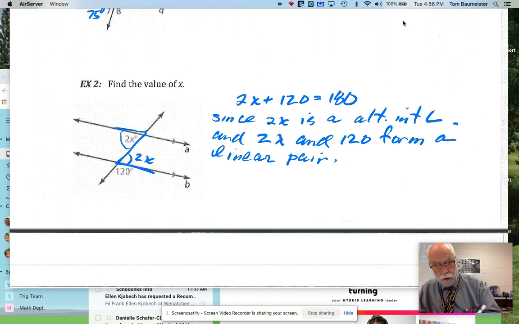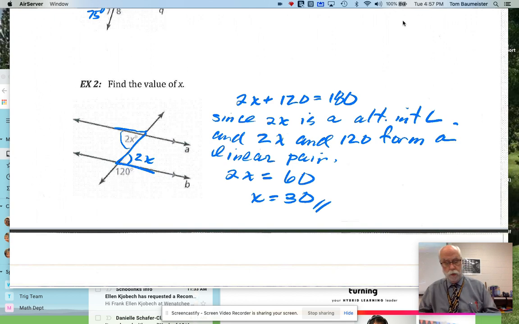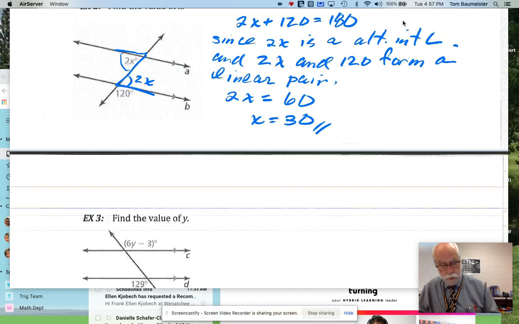So we can say then that 2x, again, we're going to subtract 120, is equal to 60, and then we're going to divide by 2. So we'll get that x is equal to 30, and that's what they asked us to do, find the value of x. All right? So hopefully you saw that there.